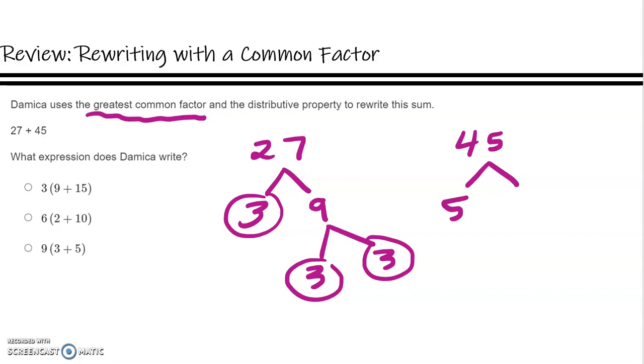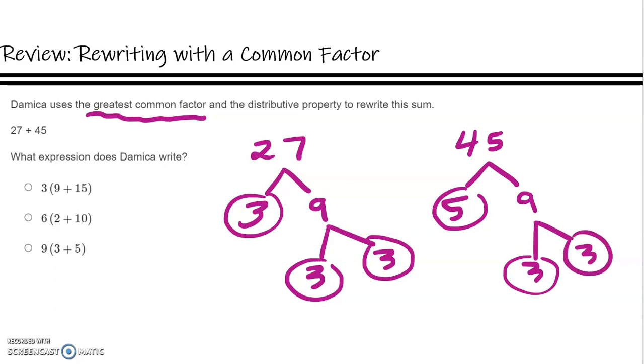45, I think about 5 times 9. 5 is a prime number. 9 is 3 times 3. Okay, now what do these two trees have in common? They both have two 3s. So whatever they have in common, that is what you're going to multiply to get the greatest common factor. So the greatest common factor of these two numbers is 9.